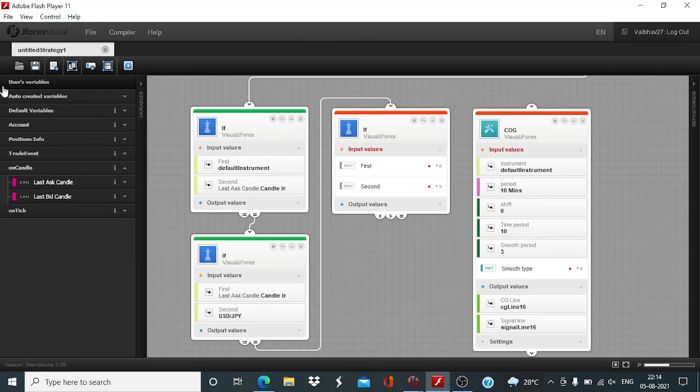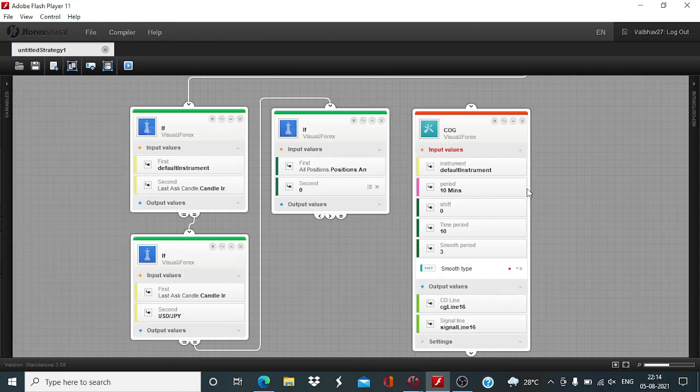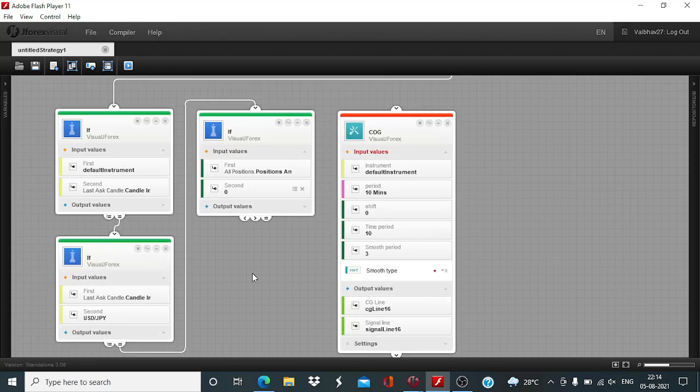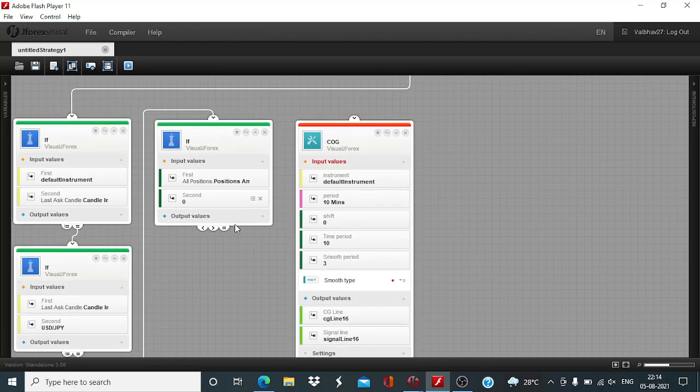And after this, we also have to define the requirement that all position amount should be equal to 0. This is just to make sure that we don't get involved in multiple trades at the same time. So new trade will be placed only if there is no existing order or the open position on the account.